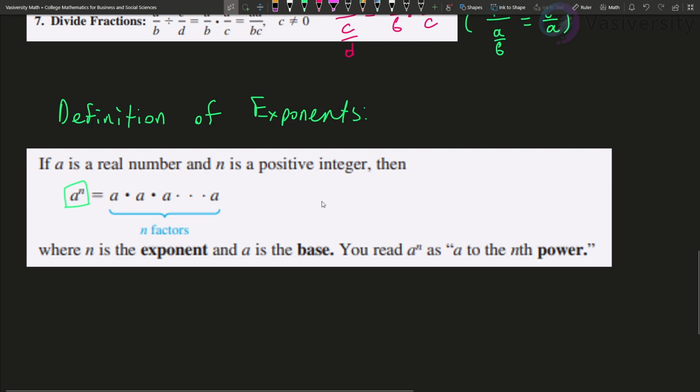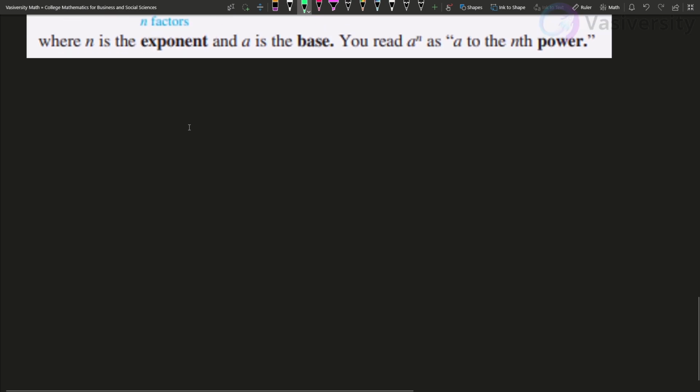So if you have a square, that means a to the second power. Or if you have the third power, we're going to have a to the third power, or a cubed. We can have a square and a cubed. And then the rest of the powers are going to be based on the number we have. Okay, now let's take a look at the properties and some examples of the exponents.